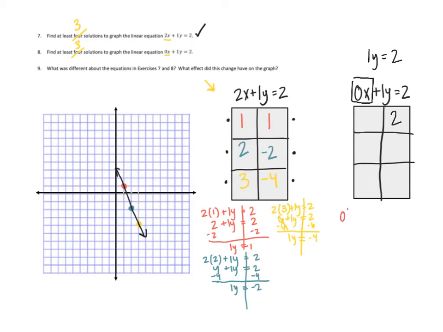So this becomes 0 times 1 plus 1y equals 2. Well, this becomes 0 plus 1y equals 2, which simplifies to 1y equals 2. So when x was a 0, y was a 2. Now let's try 1. So when x is a 1, this is now 0 times 1 plus 1y equals 2. Well, this still simplifies to say 1y equals 2. So when x was a 1, y was still a 2.